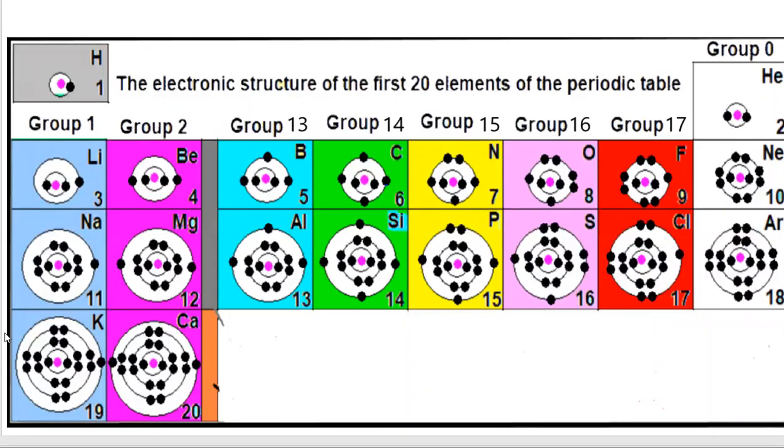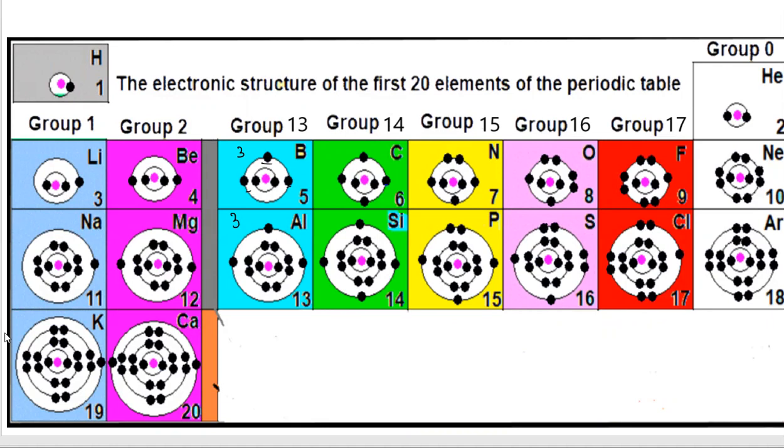Now here you can see boron and aluminum, they belong to the same group. Why? Because the number of electrons in the outermost shell, another name for which is valence electron, of boron is 3. Aluminum, 2, 8, 3, valence electron is 3. That means they belong to the same group. Now, which group? They belong to the 13th group, not group 3. They belong to the 13th group.